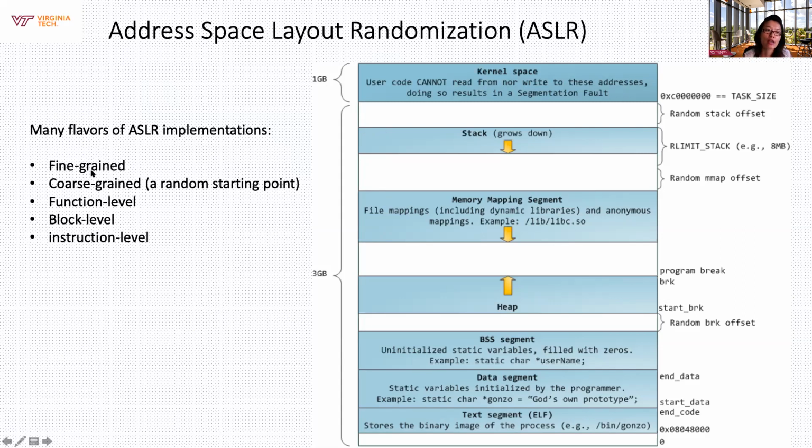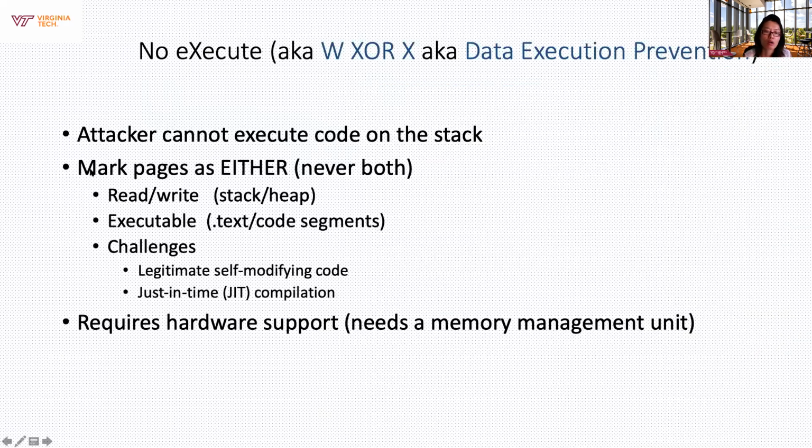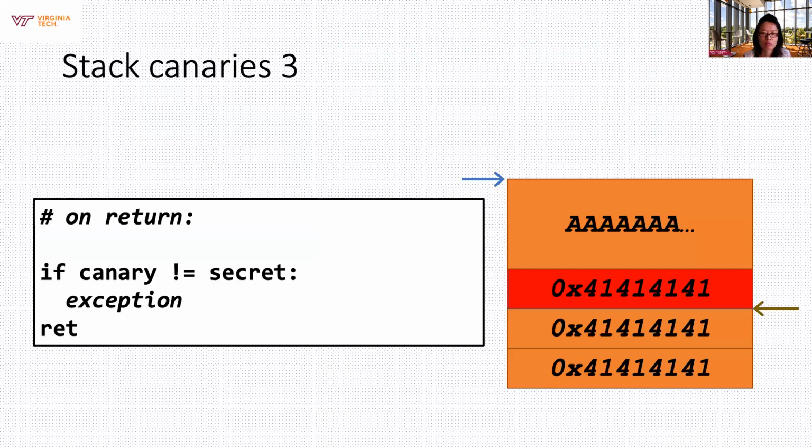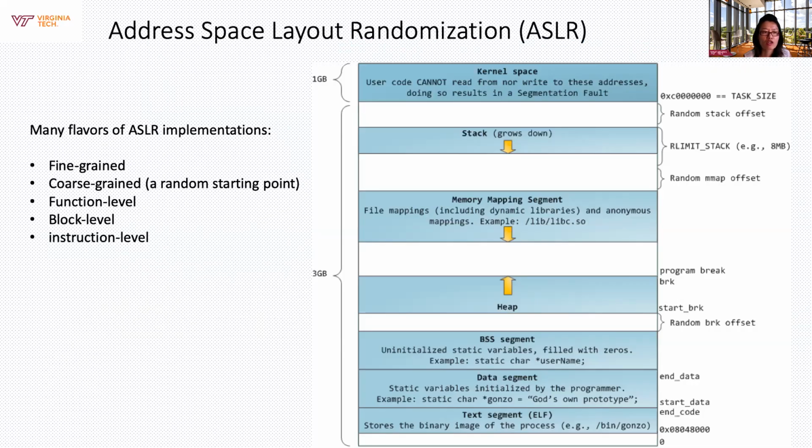There are also other flavors: function level, block level, and the most fine-grained, instruction level, and you can also do register-level randomization. Those are much more fine-grained. And of course, it's more costly, because you spend more time finding where everything is.